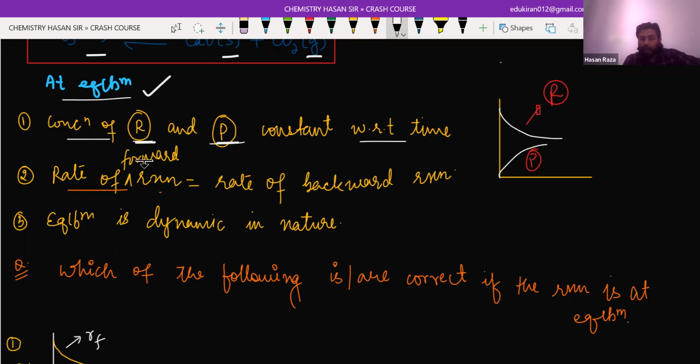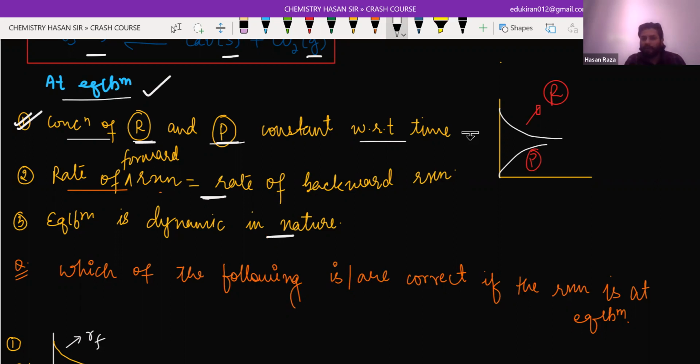Also at equilibrium, the rate of forward reaction is equal to the rate of backward reaction. Whatever the rate of conversion from reactant to product, it will be equal to the rate of conversion from product to reactant. Is that clear? And here, the concentration of reactant and product should be constant. The third point is that equilibrium is dynamic in nature. That means it is in motion, always going from left to right and right to left.